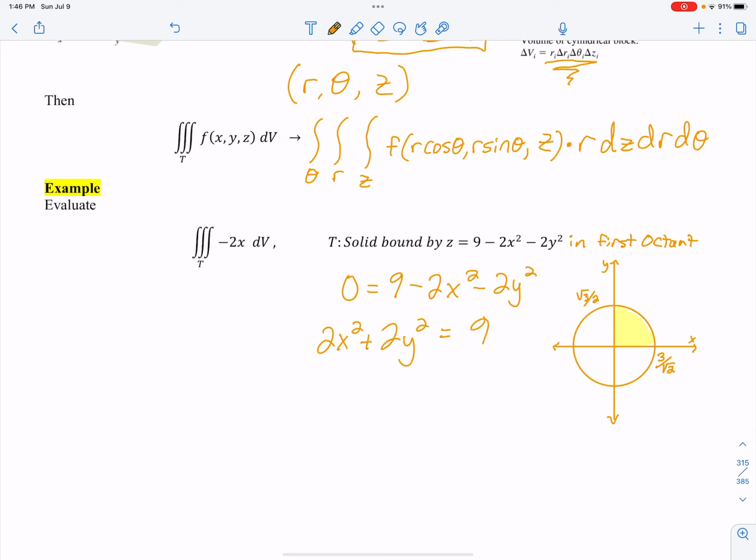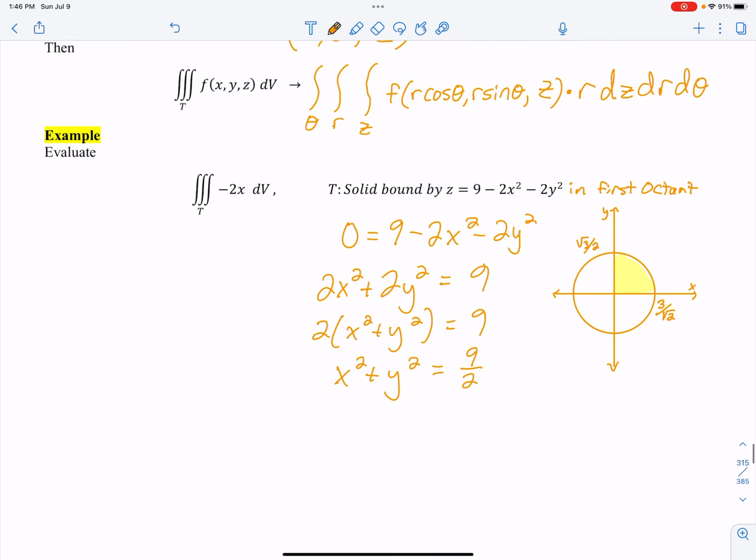Equals 9. I divide out this 2. Equals 9. And then I got x squared plus y squared equals 9 over 2. But I'm going to use my conversions because that's what we're going to be using here. X squared plus y squared is r squared, which is 9 over 2, which tells me that r is 3 over the square root of 2. That's where we got our circle above there. That's what's projected down onto our axis.